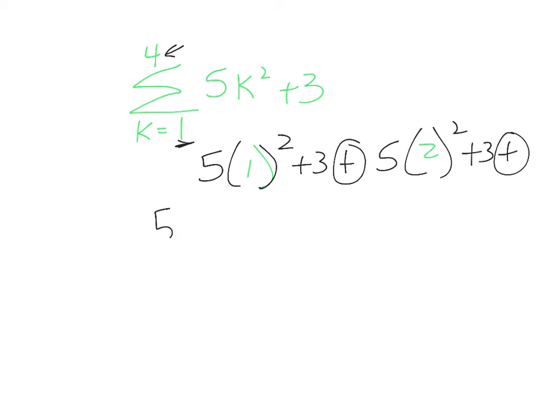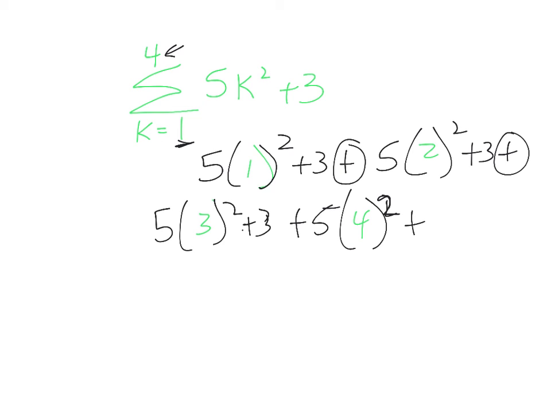All right, so let's do 5 times 3 squared plus 3. And then the last one, 5 times 4 squared plus 3. Wow, I'm trying to write with the stylus. Sometimes it's going to be fun. All right, so now again, if you notice, oops, I got my plus sign in there that I'm circling.